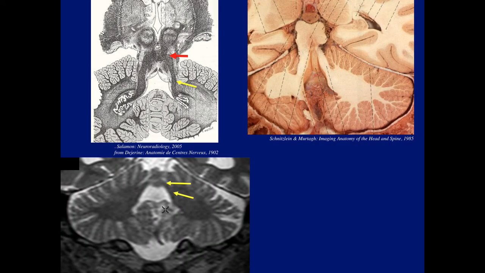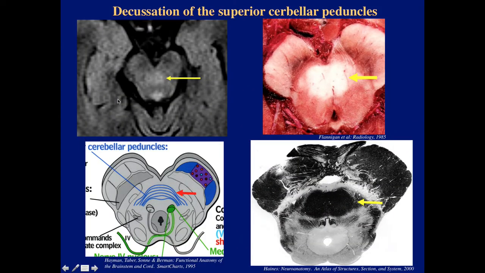It's a normal structure. It's the decussation of the superior cerebellar peduncle. You can see the fibers here crossing over to the other side. So that's the decussation of the superior cerebellar peduncle in this location on the specimen. And here it is on the coronal T2 image. And notice, here it is again on the FLAIR image. This is a specimen. It's a large structure. All this white area is the superior cerebellar peduncle.